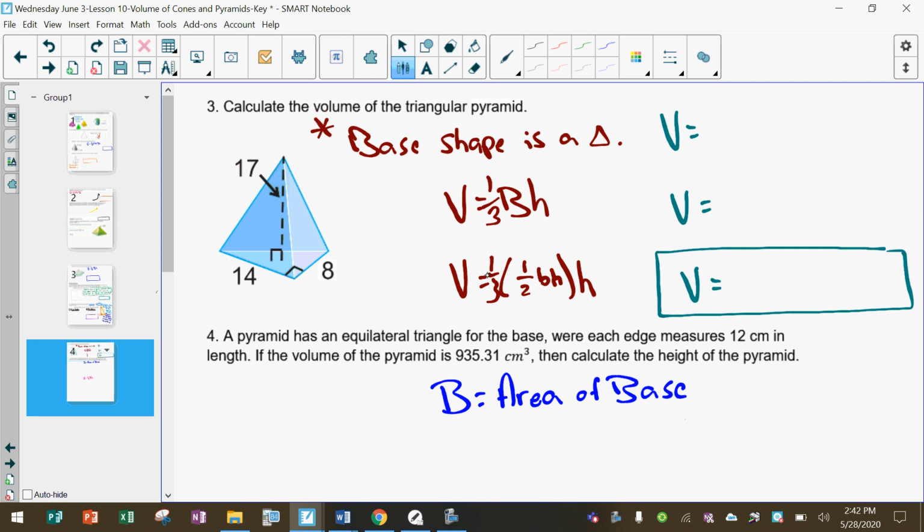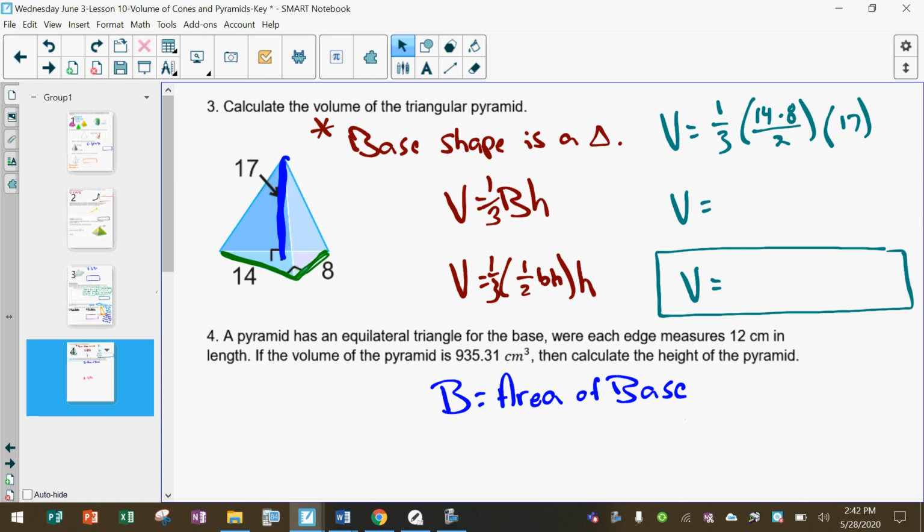times H. Now this can get a little confusing because of the two H's there, but there's two heights. One of the heights is the height of the triangular base along the bottom of the drawing. The other height is the height of the pyramid, which was 17. And it doesn't really matter which one you put in where, but the area of the base shape, the capital B, is the area of the triangle, 1/2 BH.